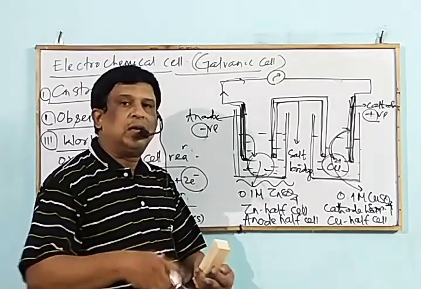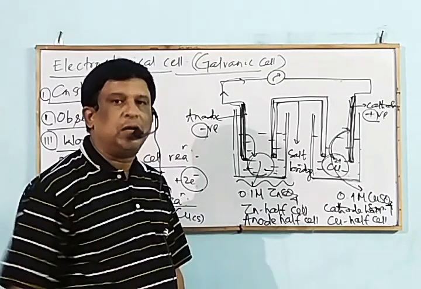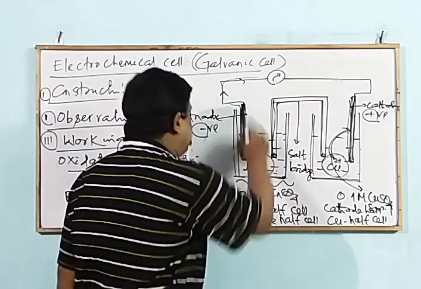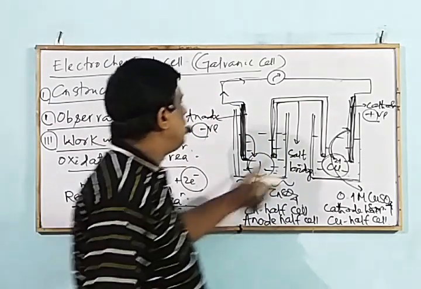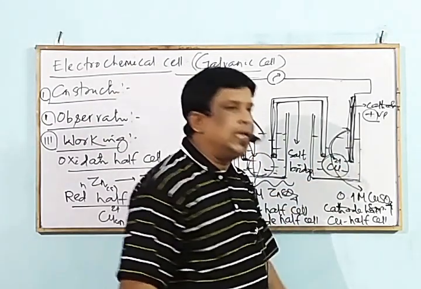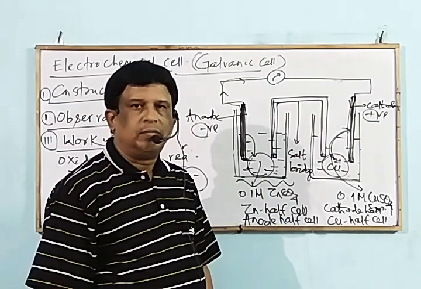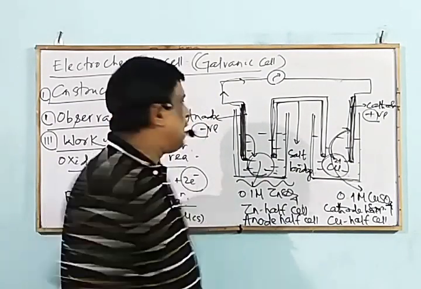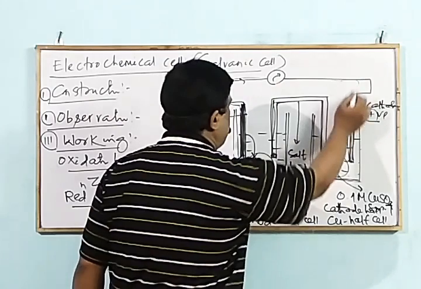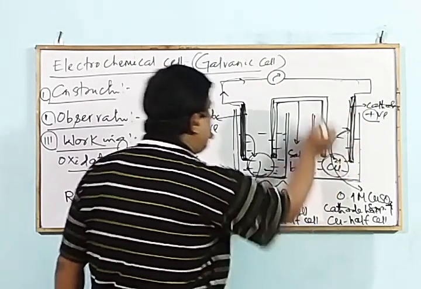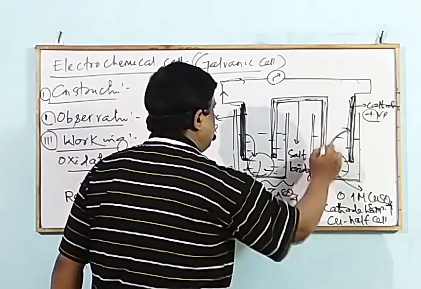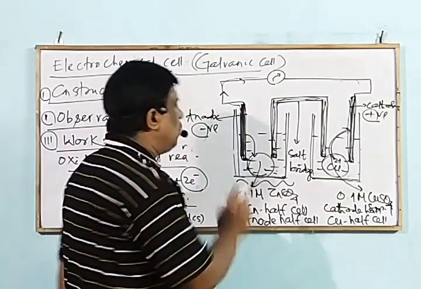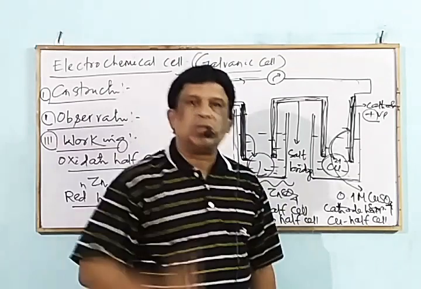When the cell reaction proceeds for a long time, this rod loses its weight while this rod gains its weight. There is a flow of electrons externally, and internally there is a flow of ions. Here we select what is known as a salt bridge.